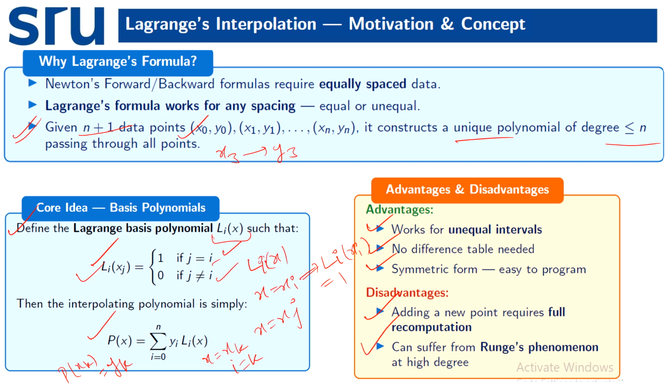Correct. So in this slide, we have understood why Lagrange's formula is needed, how it overcomes the limitations of Newton's methods, the idea of basis polynomials, and how the final interpolation polynomial is constructed. I hope these points are clear to you. Now let us move to the next slide.